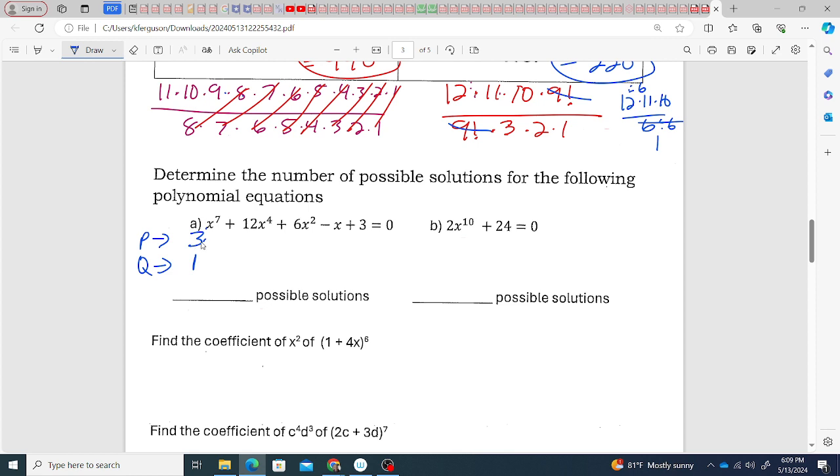So now I'm going to look at the factors of 3. So the factors are just what numbers multiply to give me 3. Well, that's easy. Plus and minus 3, plus and minus 1. And then I'm going to look at the factors for Q. Well, that's just plus or minus 1. So now what I do is I end up making ratios with these to see how many possible solutions I have.